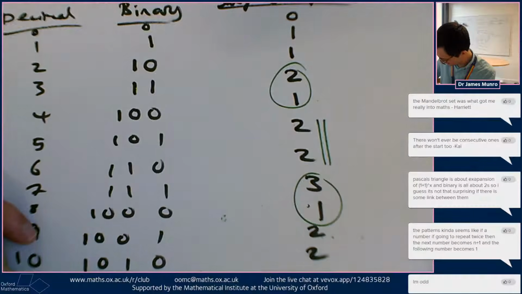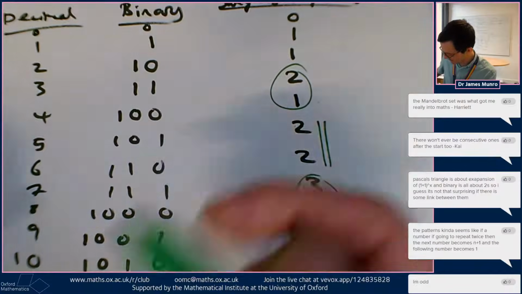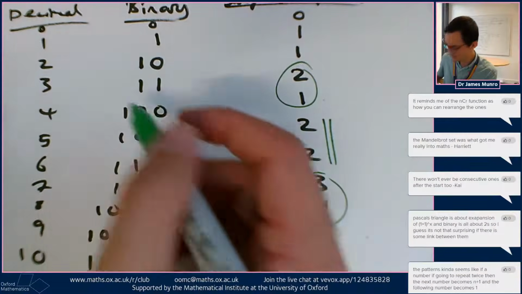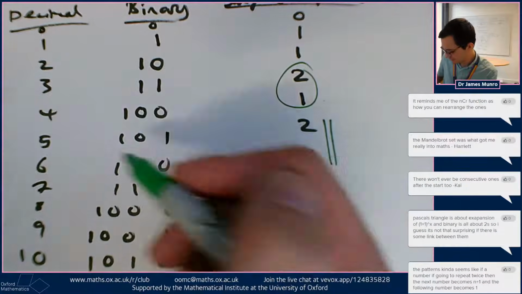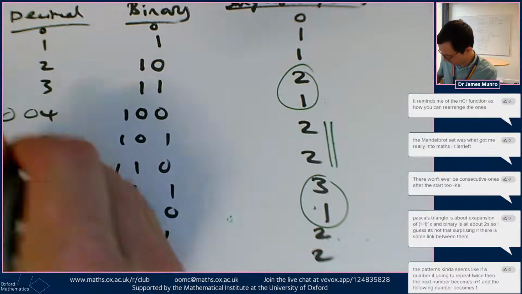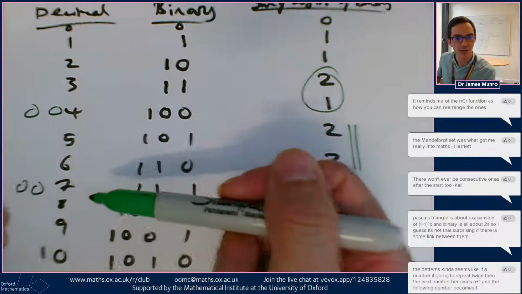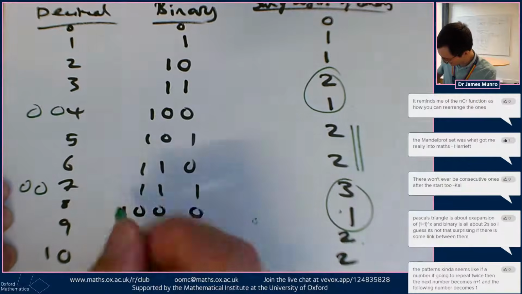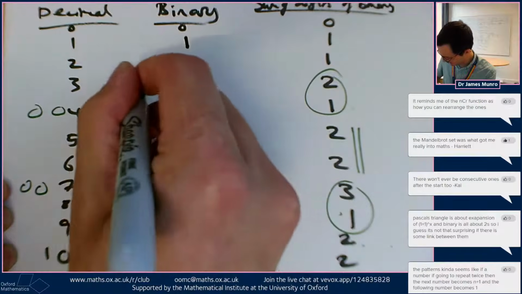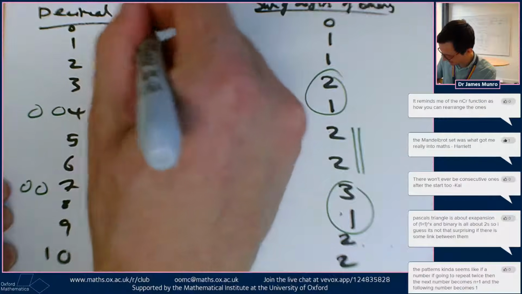Just over here, let's see, if we put some zeros in as well. Sometimes people put leading zeros on. You can do this in decimal as well, right? You can write 004 or 007 if you want to. You can put these leading zeros in. Sometimes people do this in binary as well. It makes it look a bit more complicated than it is, but you can do that too.